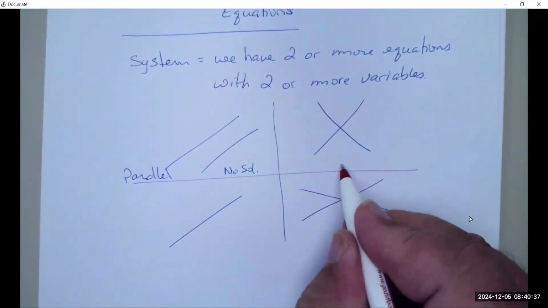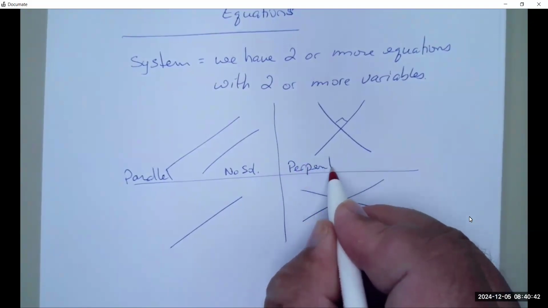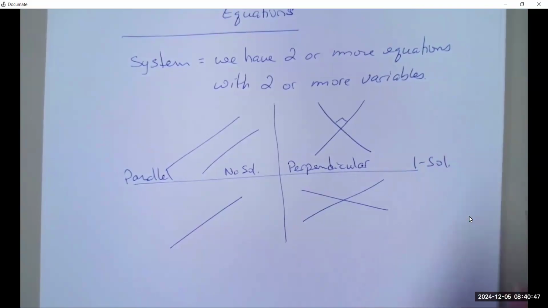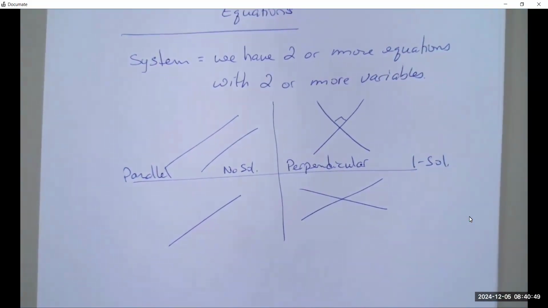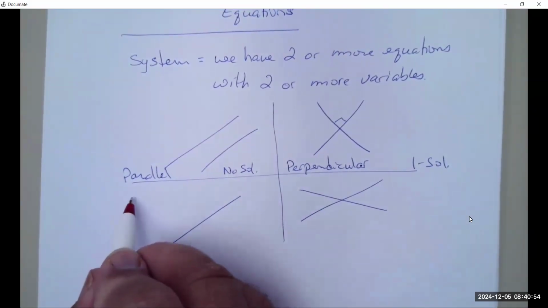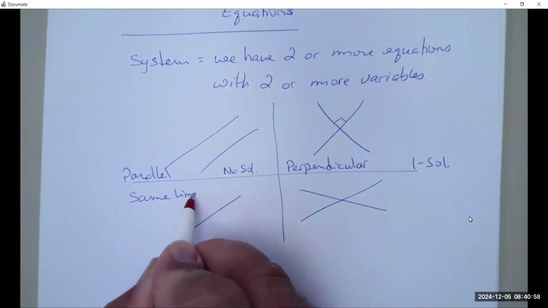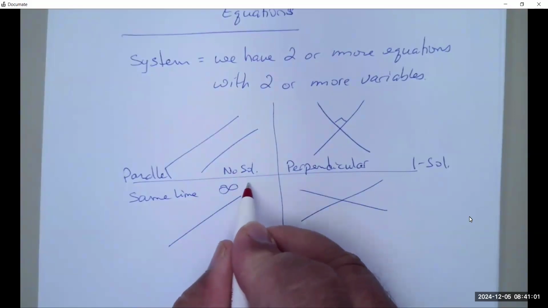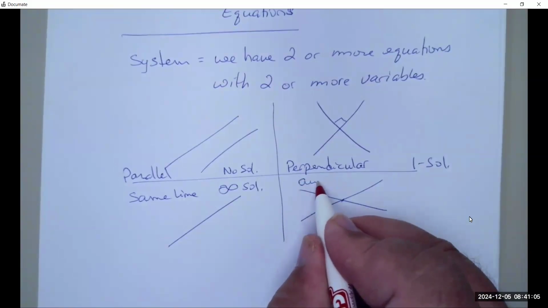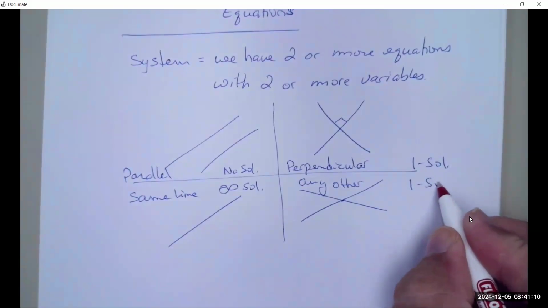How about this one? This is perpendicular. You have one solution. This one, this is the same line. We have infinite solutions. And then we have this one, and the other. You have one solution.